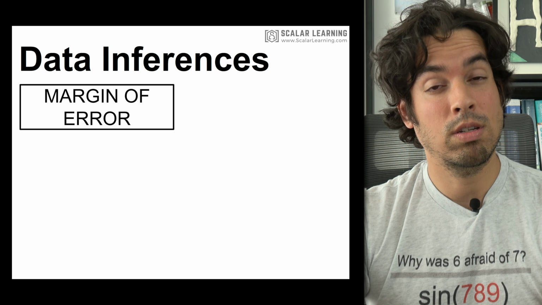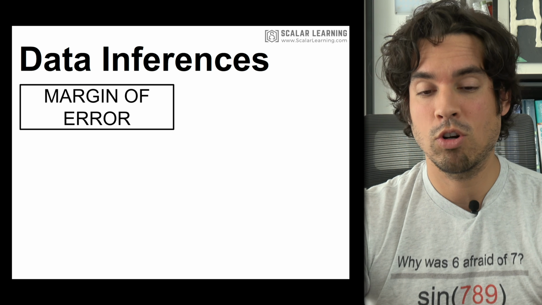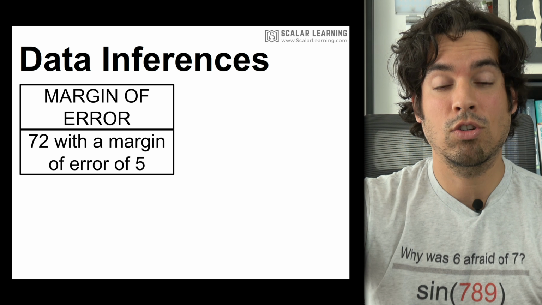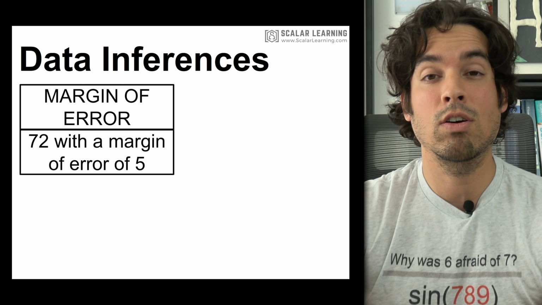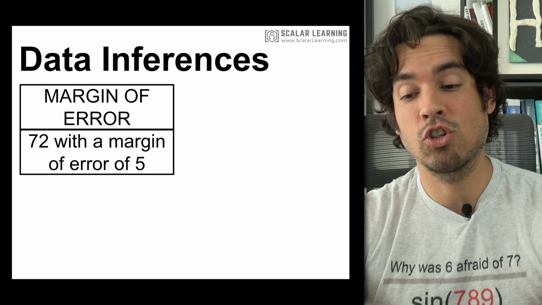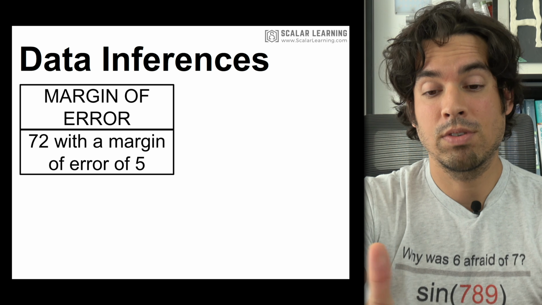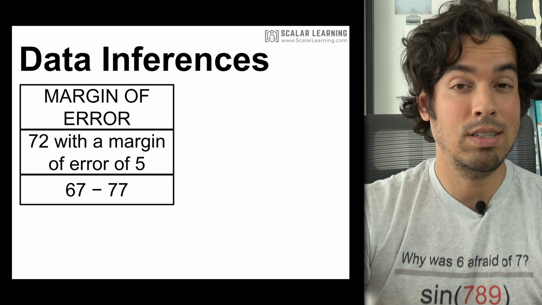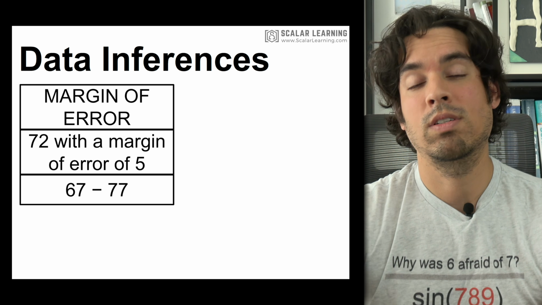So first of all, they talk sometimes about margin of error. What is margin of error? So let's say they say the mean or the main value that we determined is 72 with a margin of error of 5. That means that the true value of whatever you're trying to measure is within 5 of 72, so it could be +5 or -5, meaning down to 67 or up to 77.